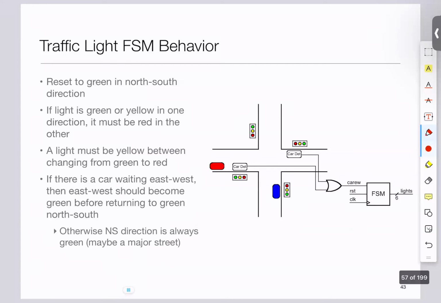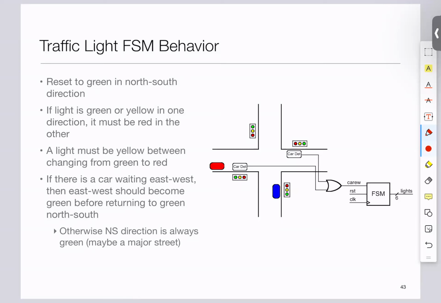So usually when faced with these problems, they're going to, in some natural language manner, describe to you some constraints. So it says traffic light should reset to green in the north-south direction. That's requirement number 1. So it's basically saying when the system starts up, it should be green in the north-south direction.